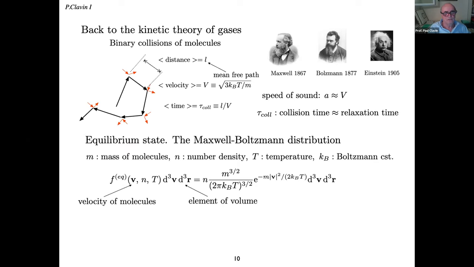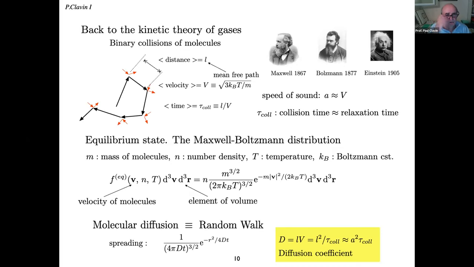There is an important result of the kinetic theory of gas, which is the Maxwell-Boltzmann distribution that I have recalled here. I will not use it in detail, but just keep in mind the exponential of mv² divided by kBT, and that molecular diffusion is indeed a random walk process.